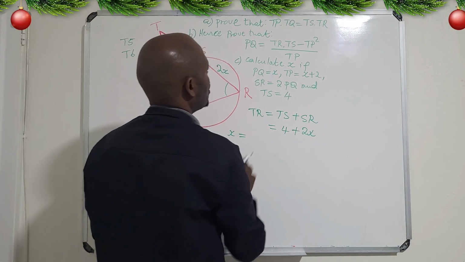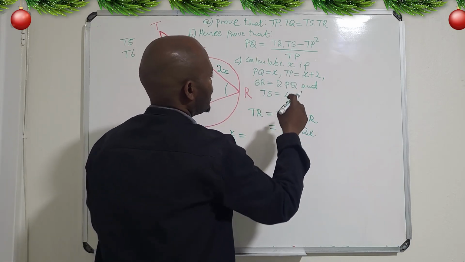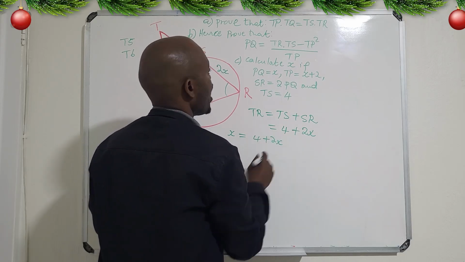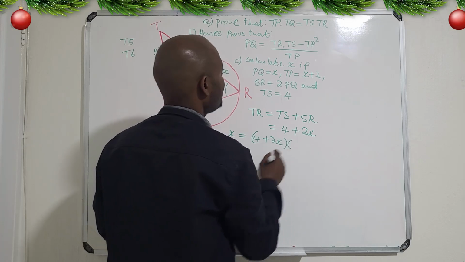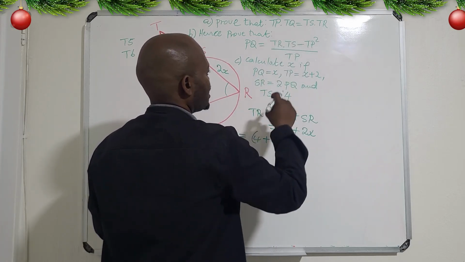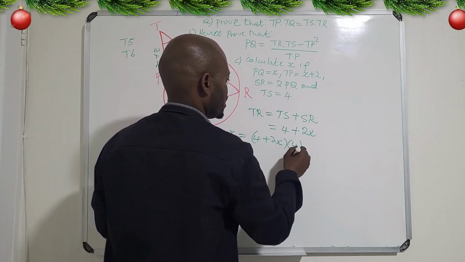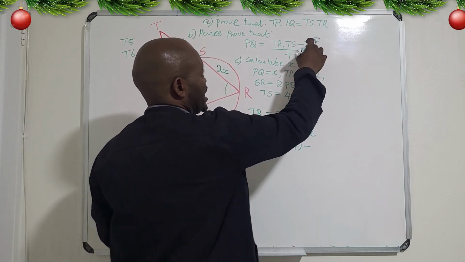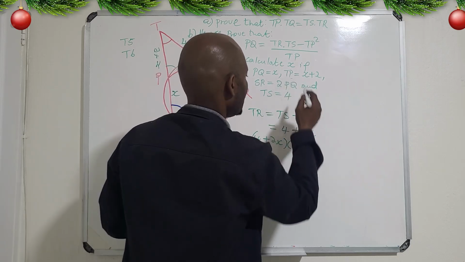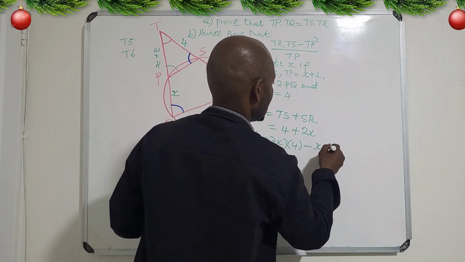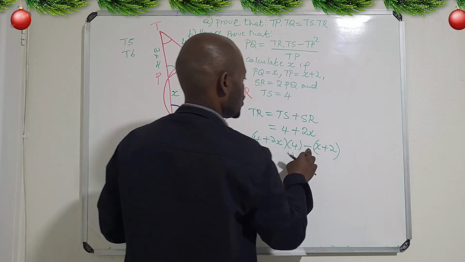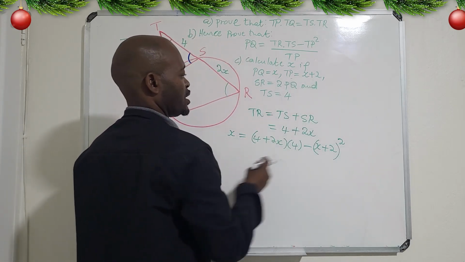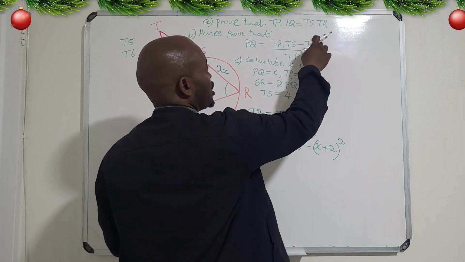X is equals to, what is TR? TR is 4 plus 2x times, what is TS? TS is 4, minus, there's a minus there. What is TP? TP is X plus 2, and it must be all squared, you can see.